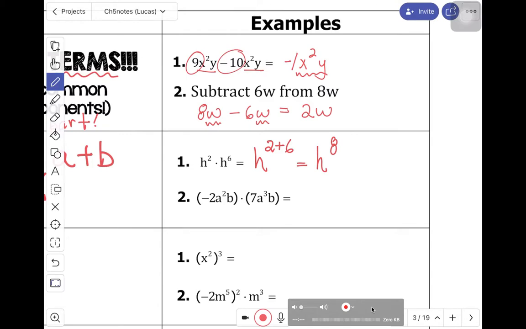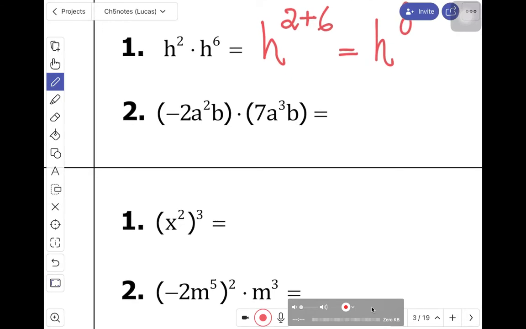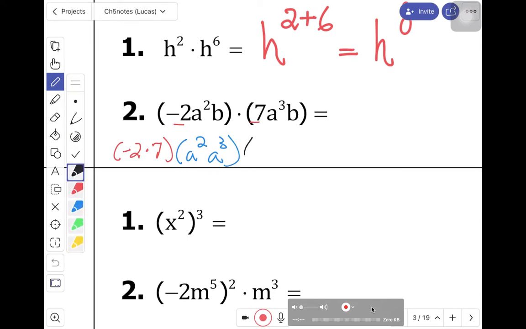In number 2, when I look at that, I'm like, whew, I see some like bases. I see some A's, I see some B's, but it's all kind of scrambled up right now. So I'm going to go ahead and use my associative property of multiplication and just kind of rearrange some things. So for instance, I can multiply the -2 times the 7, and I can multiply my A's together, and I can multiply my B's together. I'm allowed to break apart multiplication, really however I want. You can put dots in there if you'd like.